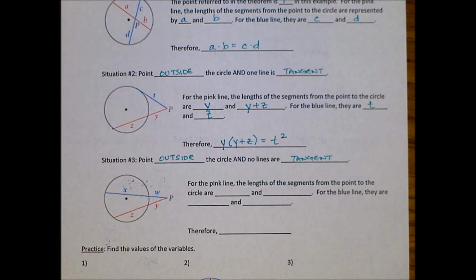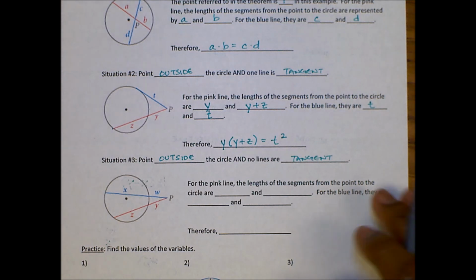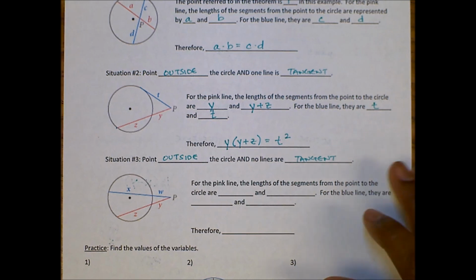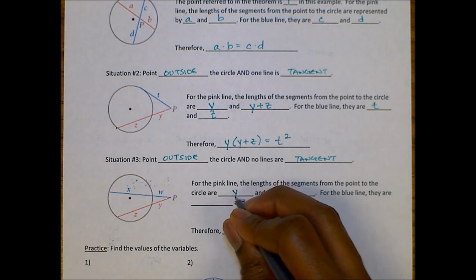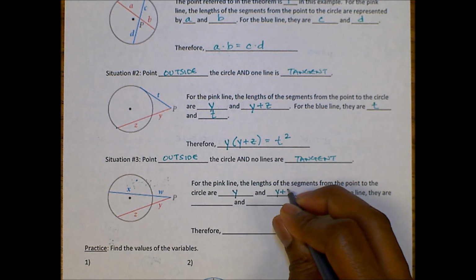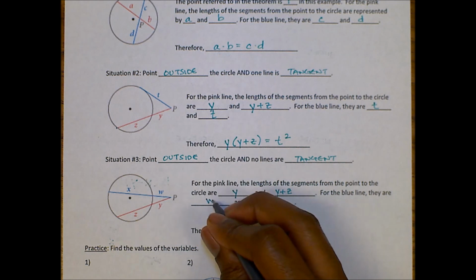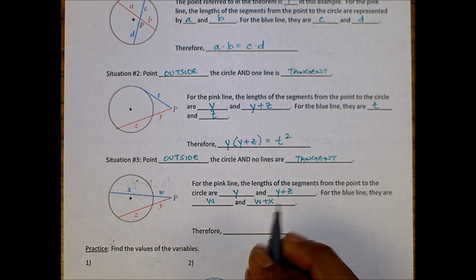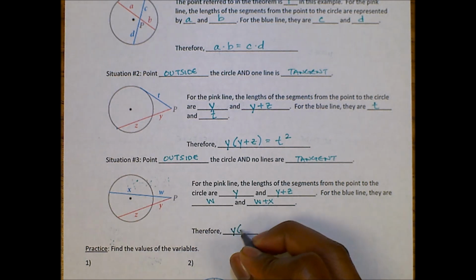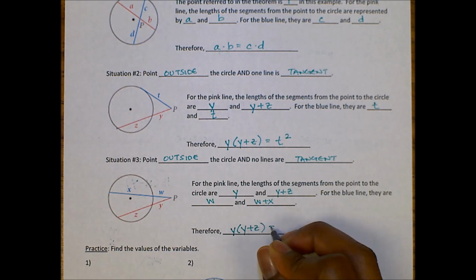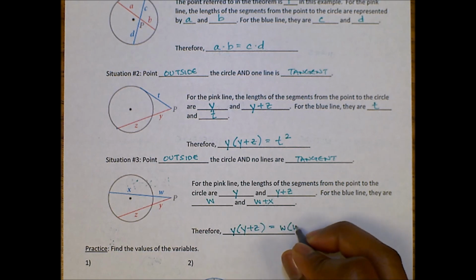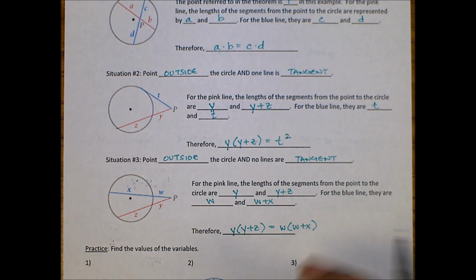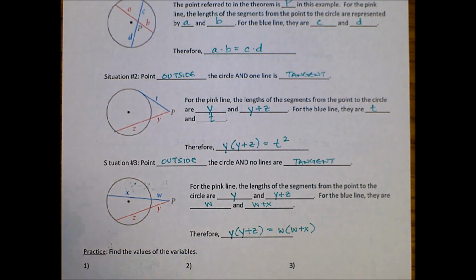And then finally, the final situation that our theorem covers is that if it's outside and none of the lines are tangent. So for the pink line, we have y and y plus z. And for the blue line, we have w and w plus x. Those are the lengths from the edges of the circle. And therefore we have y times y plus z equals w times w plus x. Now all that's with letters, and so I can understand that being a little bit abstract. We'll put it into practice down here.